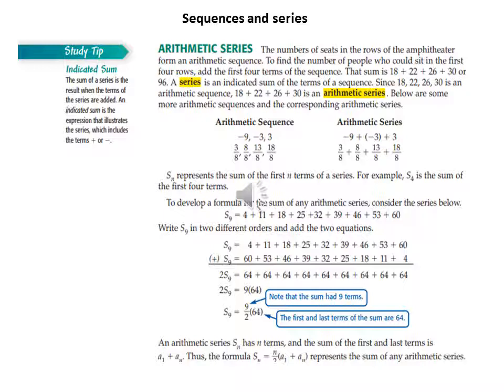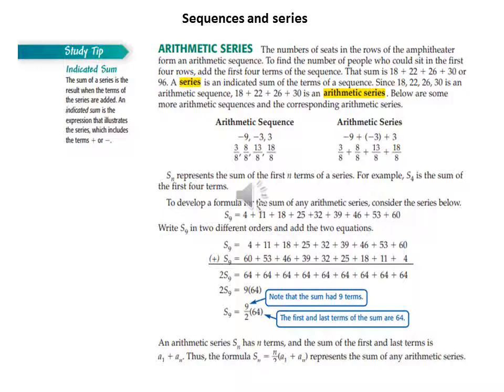A series is an indicated sum of the terms of a sequence. Since 18, 22, 26, 30 is an arithmetic sequence, 18 plus 22 plus 26 plus 30 is an arithmetic series. Below are some more arithmetic sequences and the corresponding arithmetic series. Every term in an arithmetic sequence must be added to form the arithmetic series.